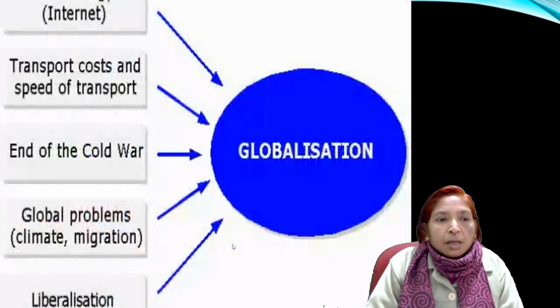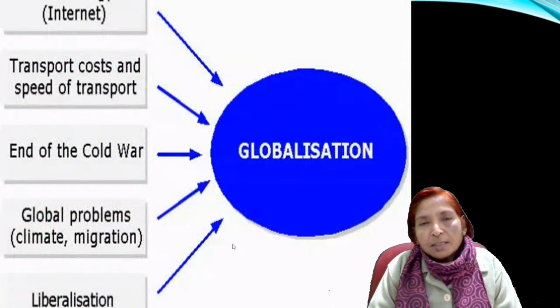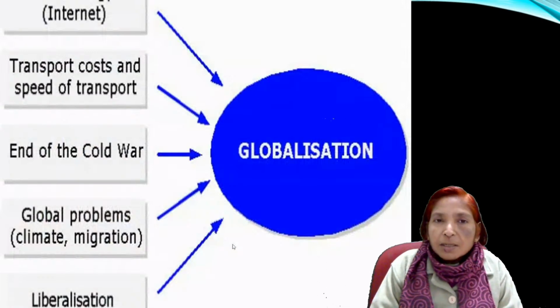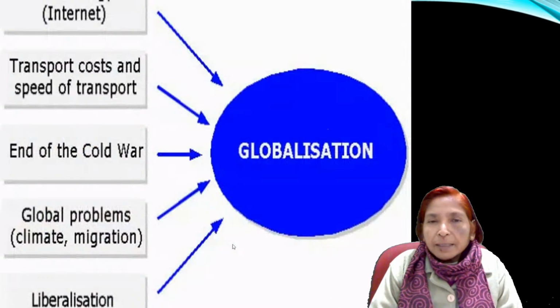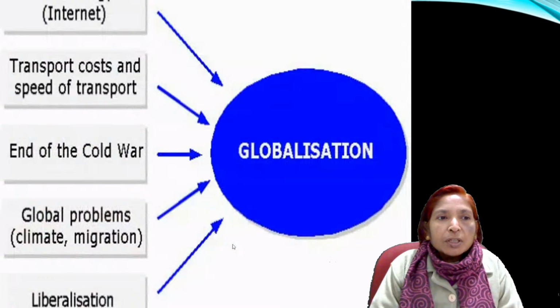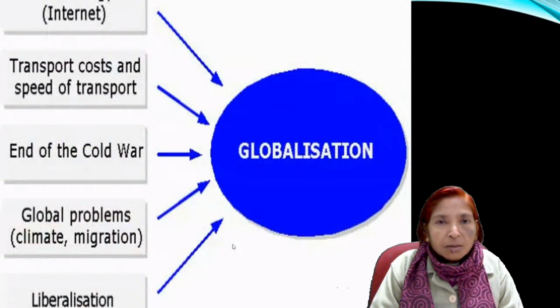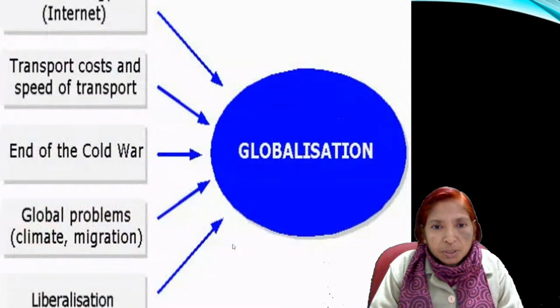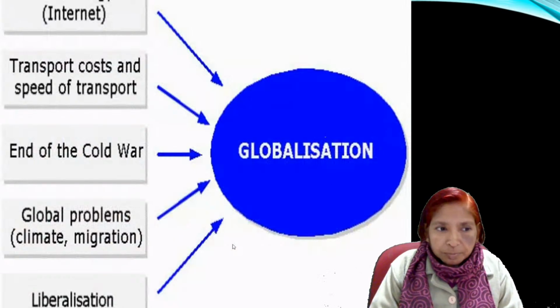Next, these different things are included in the globalization system. Number one is the internet. At present, we are all interconnected with each other through internet facilities. Number two is transportation cost and speed of transportation. If we want to decrease the transportation cost and increase the speed of transport, that is possible only with the help of globalization.